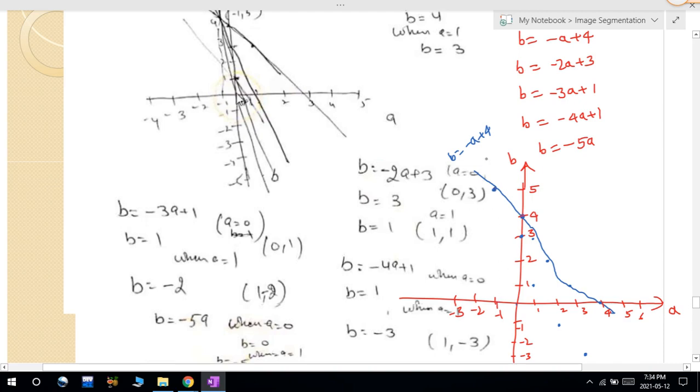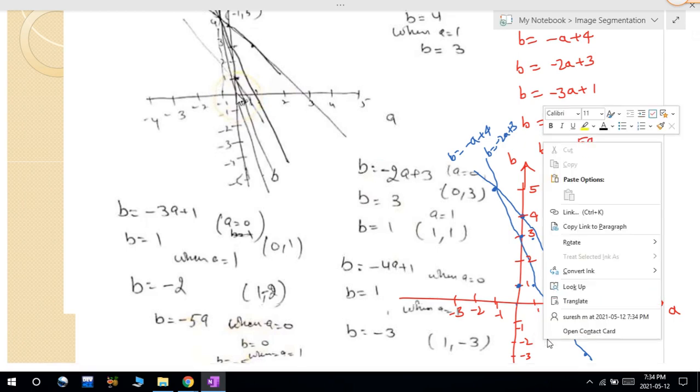So now I will try to draw this particular second line, which is b equal to minus 2a plus 3, and for the third one, minus 3a plus 1. So a value is 0: whenever a value is 0, b value is 1. And when a value is 1, minus 3 plus 1 is minus 2. So for a value 1, b value is minus 2.